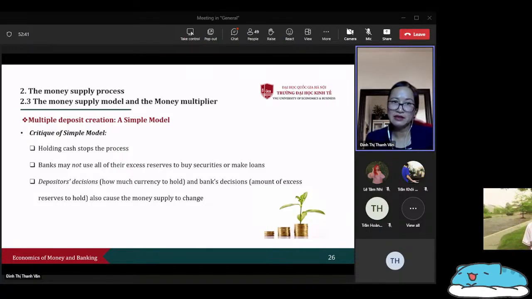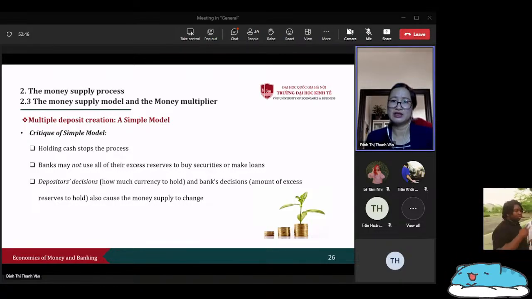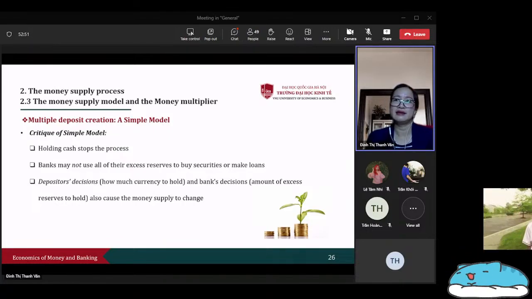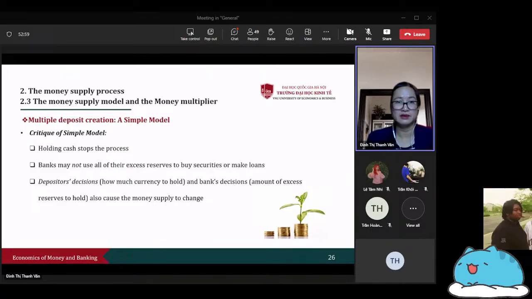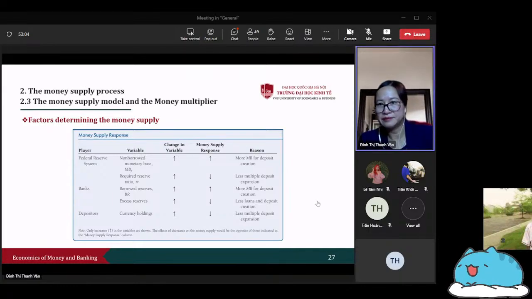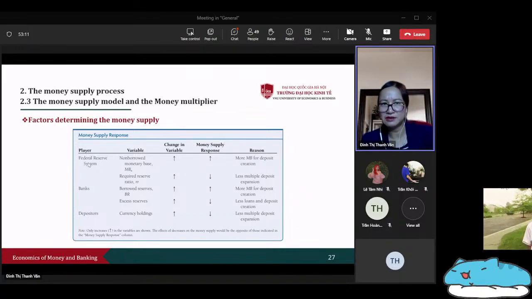In addition, the depositors, the people who are holding cash, can keep money at their house, or they will not deposit into banks. So that's why we need to learn about the other models. And if you look at the slide that Group 4 presented at the very beginning, you can see that there are three players here: central bank, banks, and depositors.